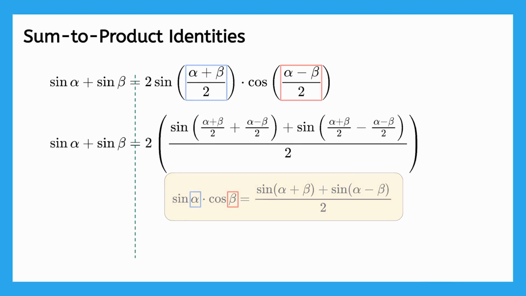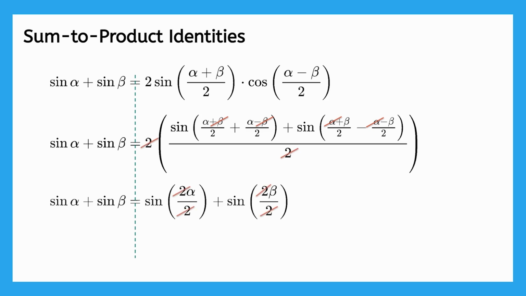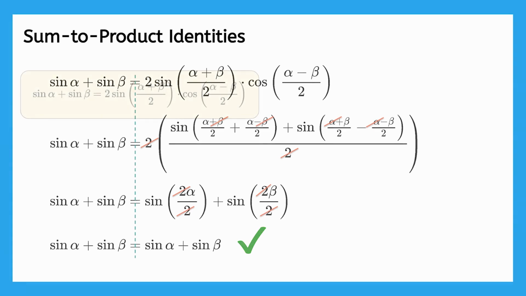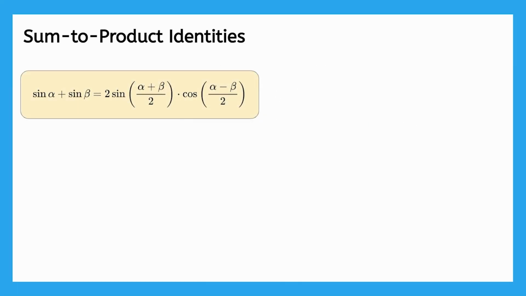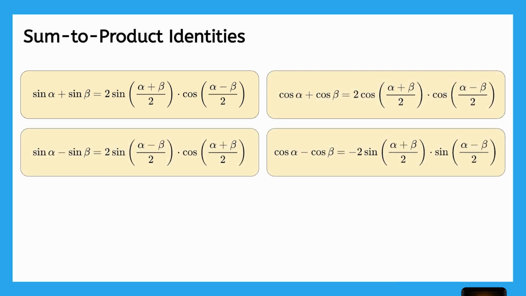After rewriting the product as a sum, we can simplify the alphas, the betas, and the 2's until we are left with sine alpha plus sine beta, which verifies the identity. The identity we just verified is one of 4 common sum to product identities. Take a moment and record these on your reference sheet.